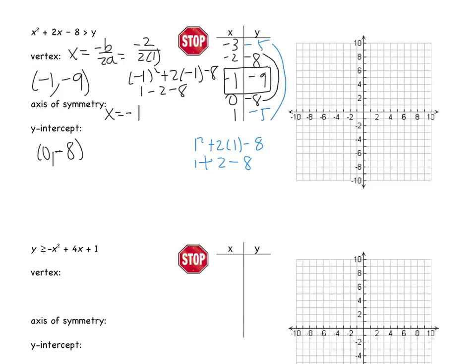Okay, so our axis of symmetry is at -1, which is here. My vertex is at -1, -9. I have 0, -8, and -2, -8. And then I have 1, -5, and -3, -5. This is not equal to, so you should have a dashed parabola.